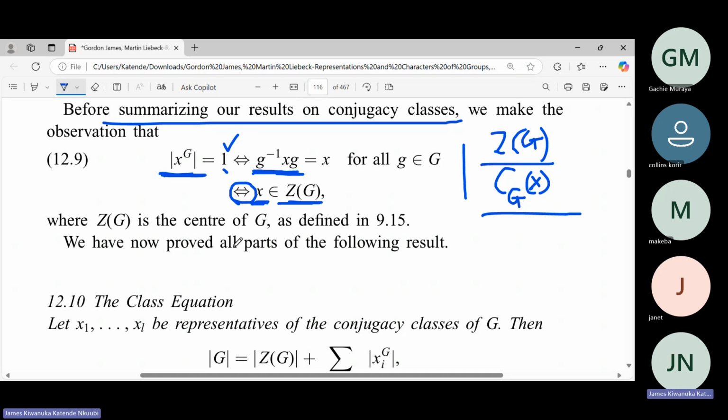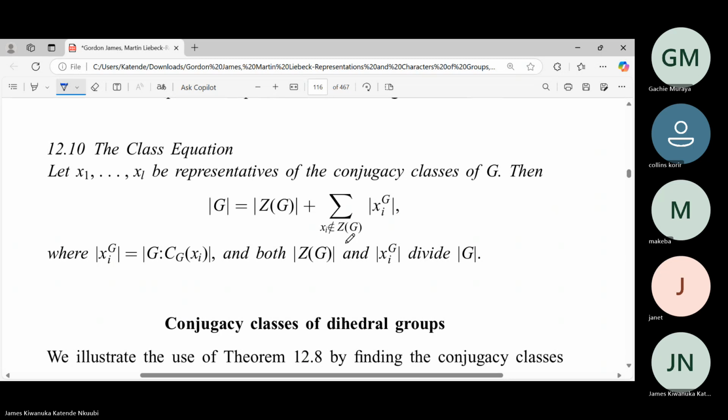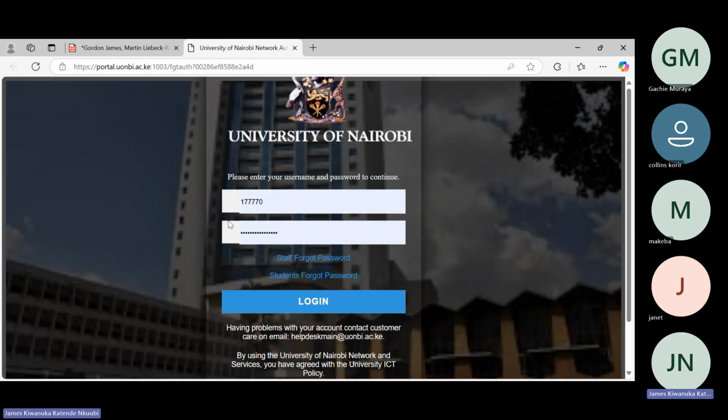And we can now consolidate this into one result. So if you have these X1 up to XL, the representatives of the conjugacy classes of G, then the number of elements in G can be split into two. Remember, G is the union of all the conjugacy classes, and the union is disjoint.